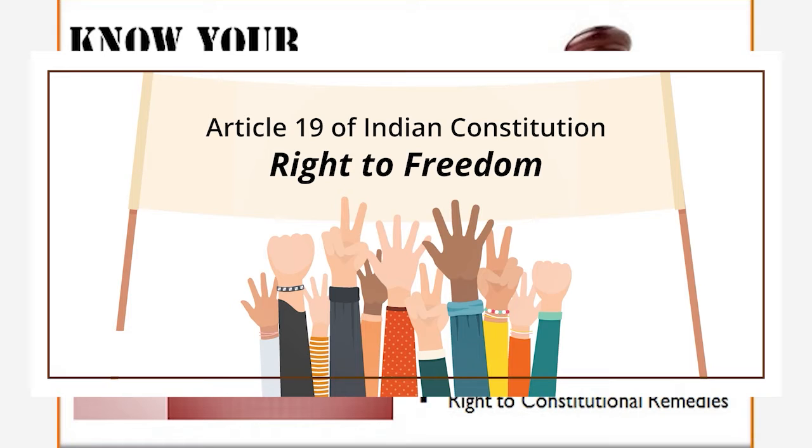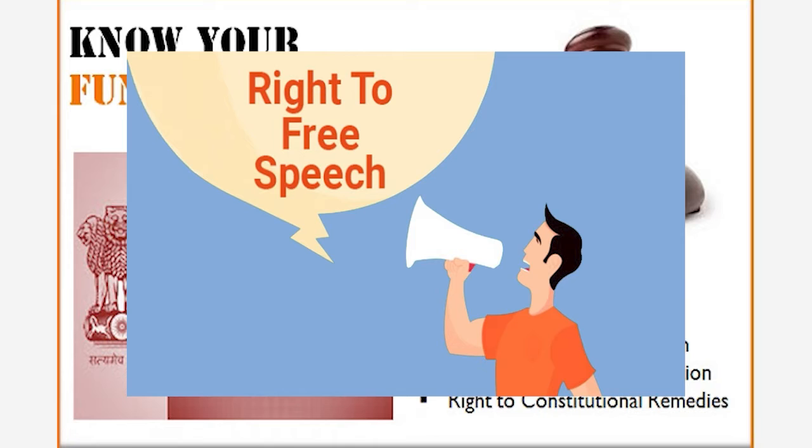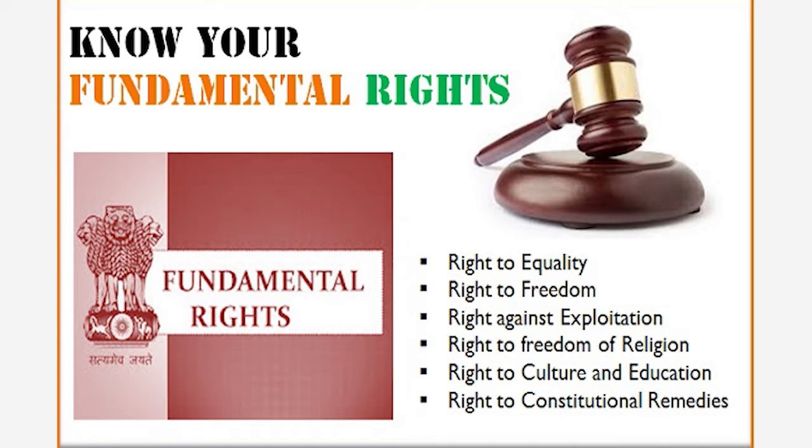The Constitution guarantees to the citizens right to freedom. Article 19 guarantees 6 freedoms, namely right to freedom of speech and expression, right to assemble peacefully and without arms, right to form associations, right to move freely throughout the territory of India, right to reside and settle in any part of the territory of India, right to practice any profession.